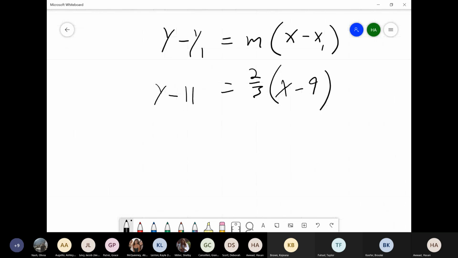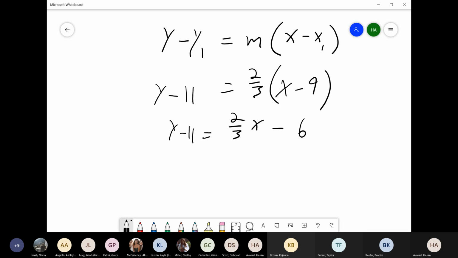So in doing so, the first thing I'm going to do is distribute the 2/3. So we have y minus 11 is equal to 2/3 x minus, and now 2/3 times 9. So 2/3 times 9, that means you're multiplying the numerator times 9. So your numerator is 2. So you have 2 times 9 up top, which is 18. And then 18 divided by 3 is 6. So this one simplifies out to be really nice. We don't have to worry about a fraction over here. So it's just minus 6.